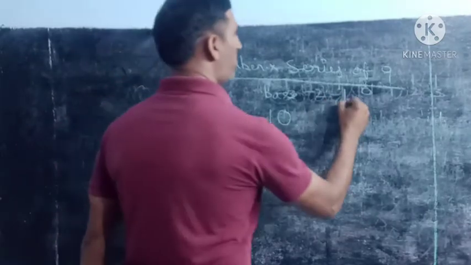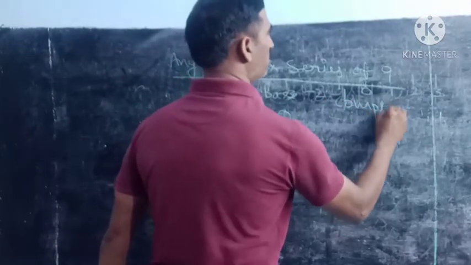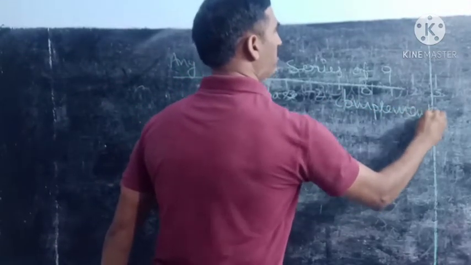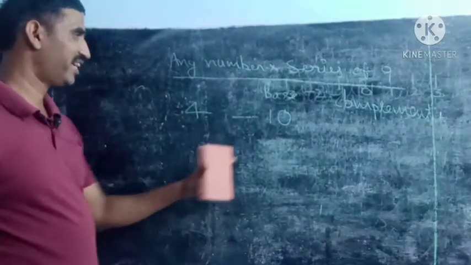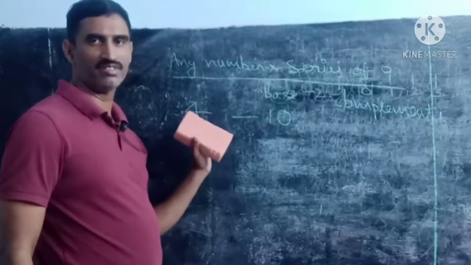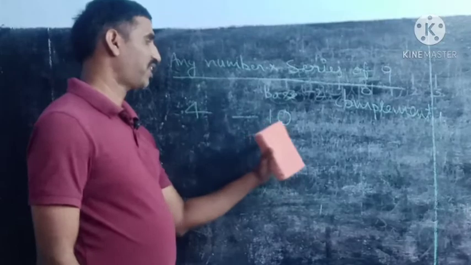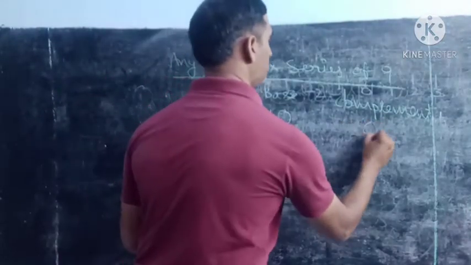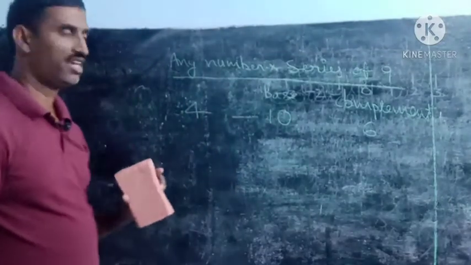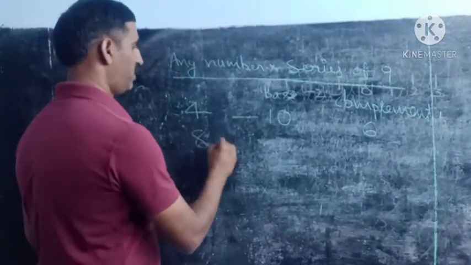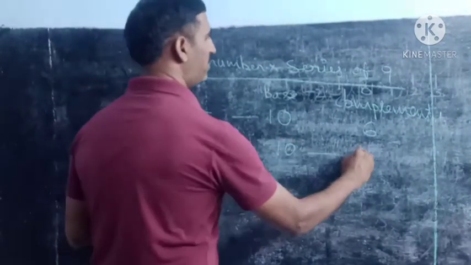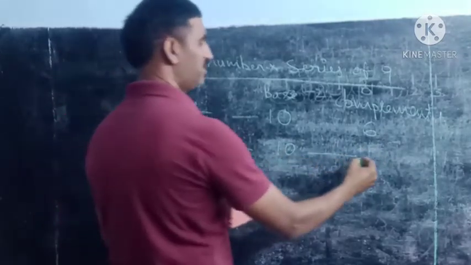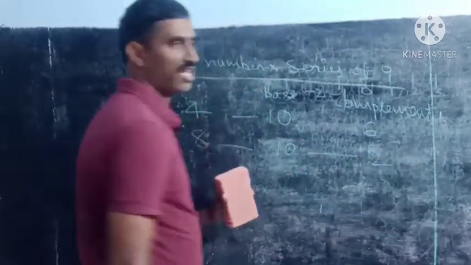So what is the complement? How do you find the complement? I have a 4. For getting 10, how much should you add to 4? 4 plus 6 is 10. 6 is the complement. Suppose I have a number 8. 10 is the base. How do you get the complement? 10 minus 8 is 2. 2 is the complement.